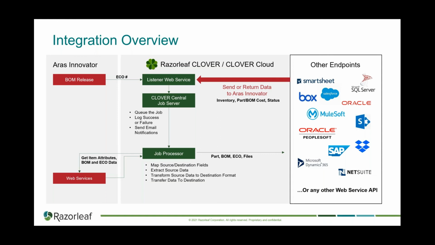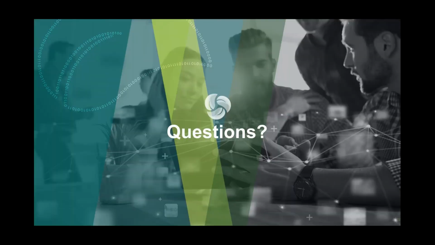And then, of course, those other endpoints can return data back through CLOVER to Innovator as necessary, and that might include part BOM cost status, inventory levels, those kind of things. So that's at a real high level.